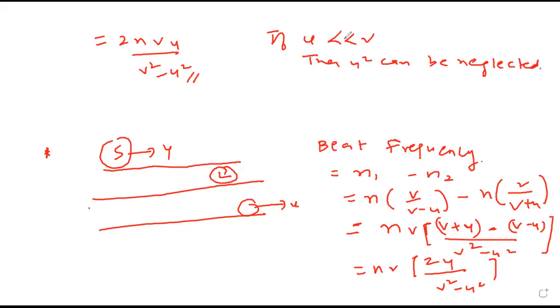Therefore, the beat frequency will become 2NVU upon V square. That is 2NU upon V. So remember this, and wherever you see U is in 1 digit and V is in 3 digits, you can neglect the square. Copy. This is the beat frequency when the source is approaching and passes away.